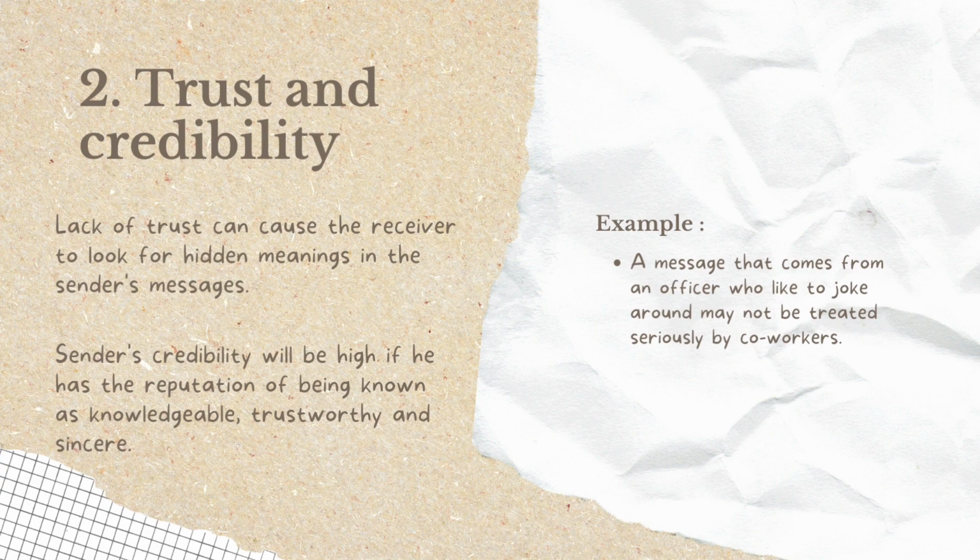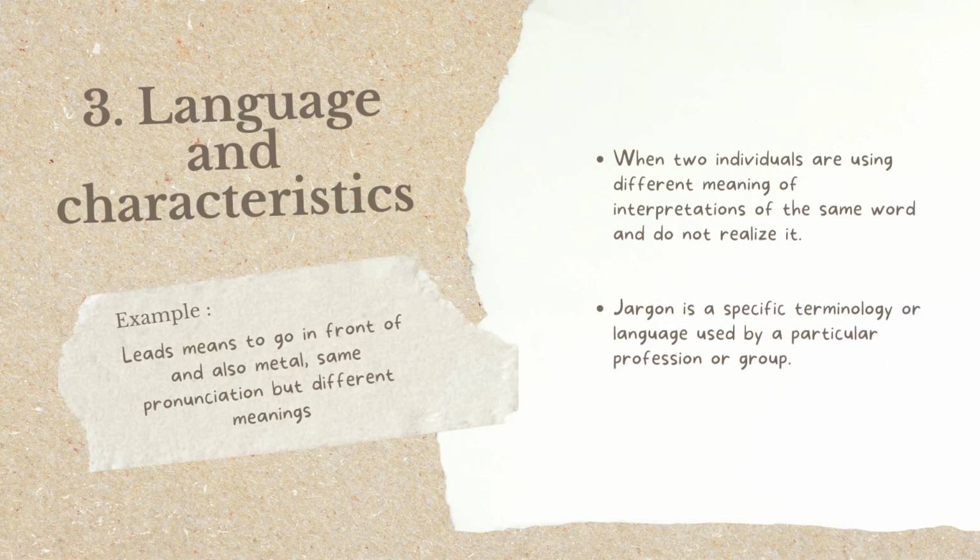Trust and credibility. Lack of trust can cause the receiver to look for hidden meanings in the sender's message. Sender's credibility will be high if he has the reputation of being knowledgeable, trustworthy, and sincere. As an example, a message that comes from an officer who likes to joke around may not be treated seriously by co-workers.